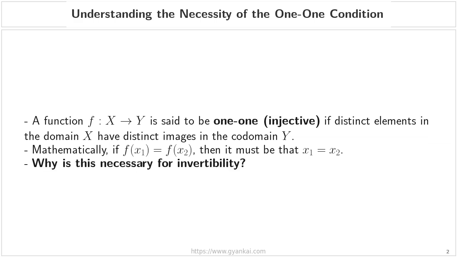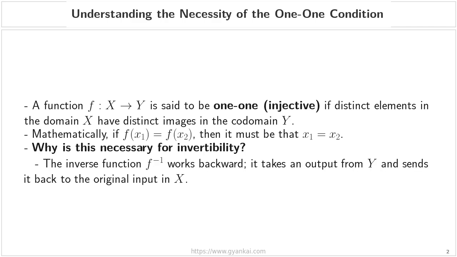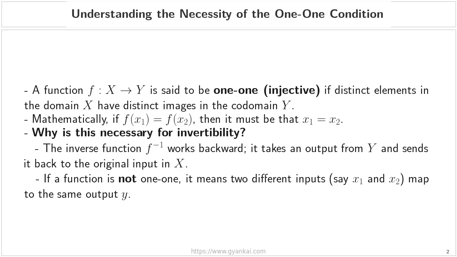But why is this specific condition necessary for invertibility? To understand this, remember that the inverse function, denoted as f inverse, operates in reverse. Its job is to take an output from set y and send it back to the original input in set x. If a function is not 1-1, it means that two different inputs, let us call them x1 and x2, both map to the same output y.